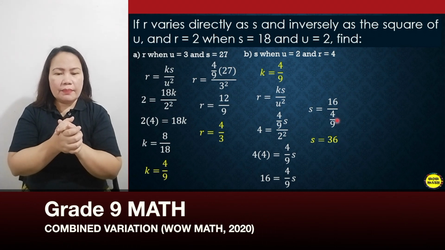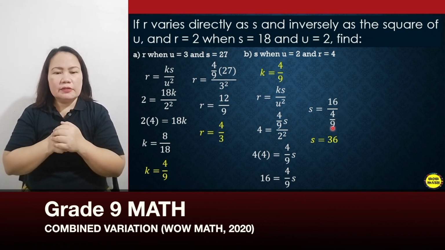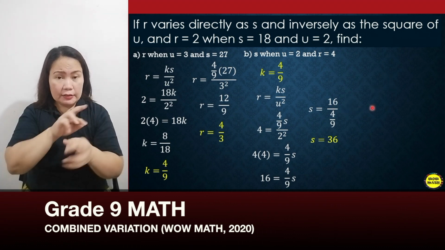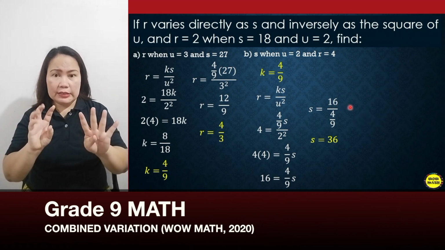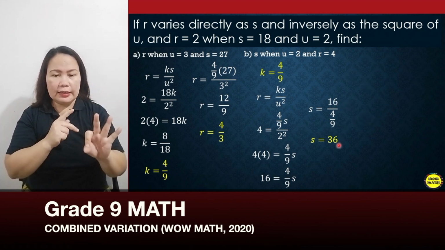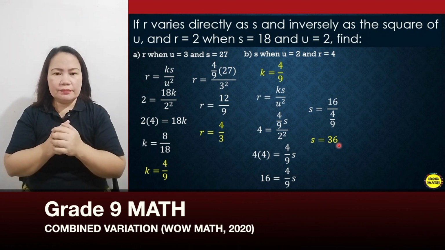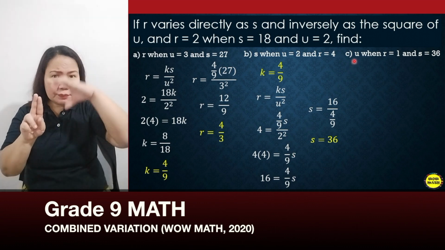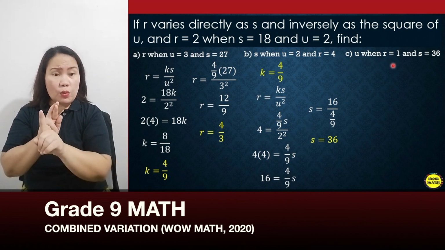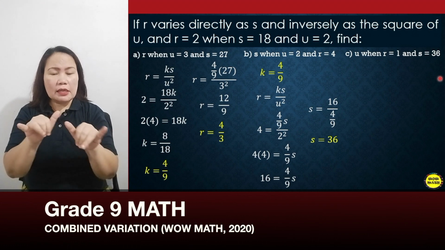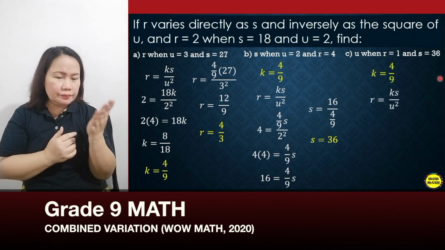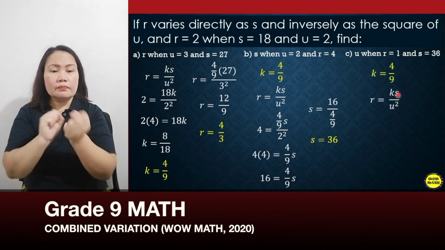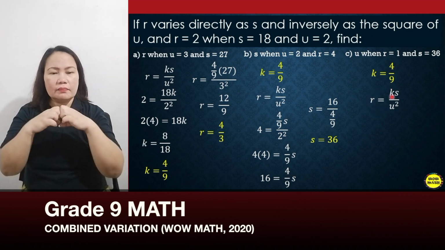Di ba? Kapag dinivide natin to, get the reciprocal of this para proceed sa multiplication. So, that is 16 times 9 over 4. So, 16 divided by 4, that is 4 times 9. So, the answer is 36. Okay? Another. So, paano naman kapag ang hinahanap dito is u? And then your r is 1 and s is 36. So, same process. Nakuha na natin yung constant. Ang gagawin nyo lang ay isa-substitute natin dito sa equation natin.